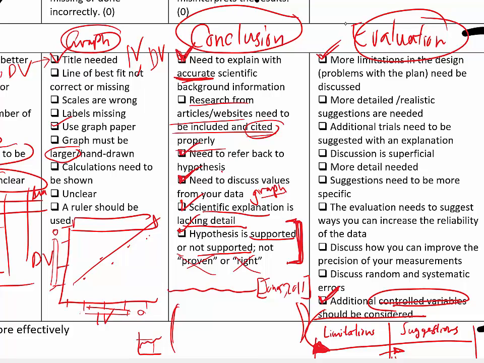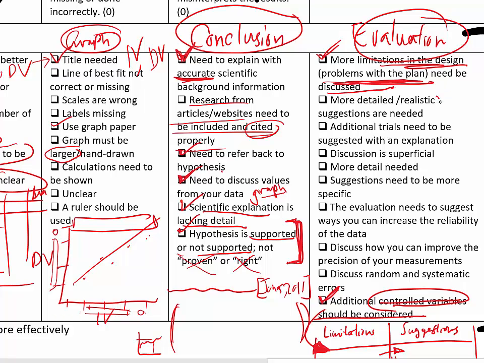So you don't want to say, oh yeah, and don't play with your phone while you're doing the experiment, and don't talk to your friends about Justin Bieber when you're doing the experiment, and try not to fall asleep. So make sure you get sleep the night before. That's not the plan. Those are just things. You have to assume that everyone's following the plan. So what are the specific limitations in the design or the problems with the plan that need to be discussed?